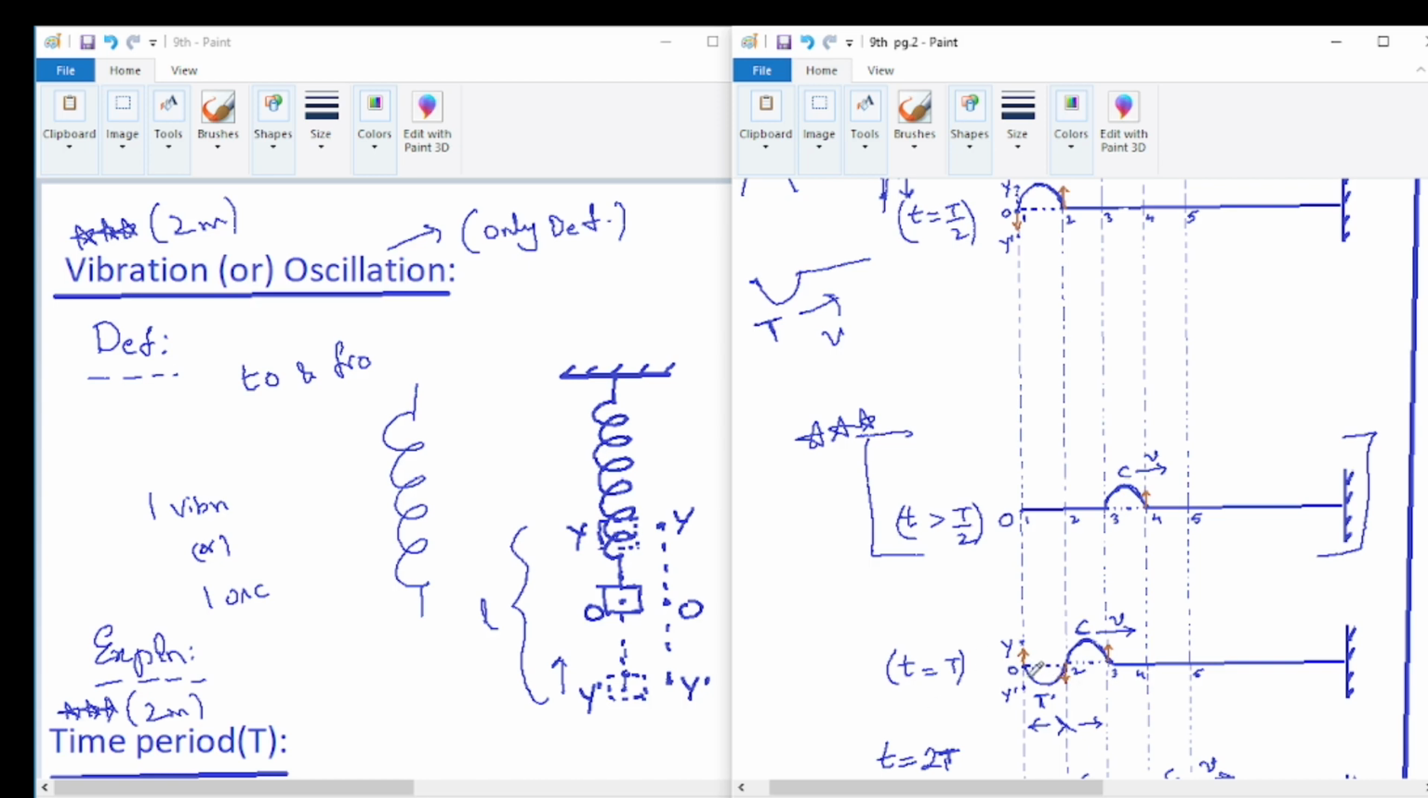So in the next time period, how much distance did the disturbance travel? How much part of the string got disturbed? A length lambda part of the string got disturbed, which means the disturbance traveled a distance of lambda. The disturbance is said to have traveled lambda because the string got disturbed only up to this particular distance. So the wave is said to have traveled a distance equal to lambda in one time period.